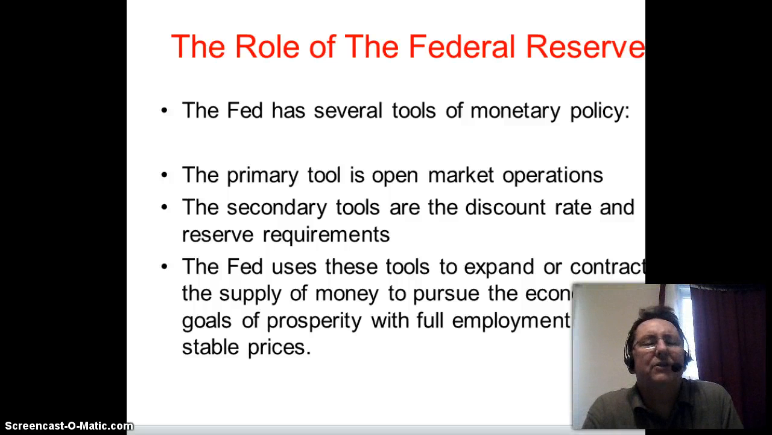The primary one is called open market operations. The secondary tools are the discount rate and reserve requirements. The Fed will use these tools to expand or contract the supply of money in order to pursue the economic goals of prosperity with full employment and stable prices in the United States.